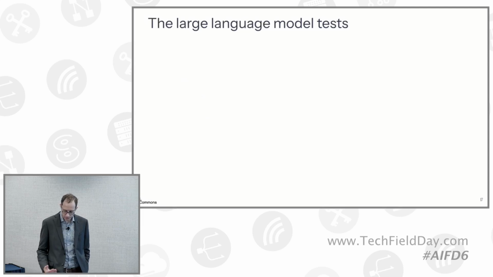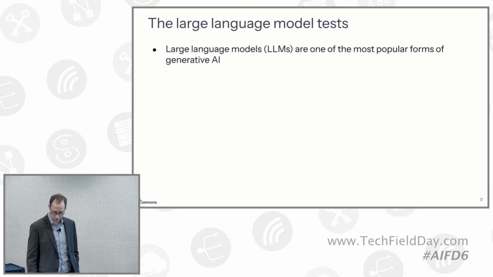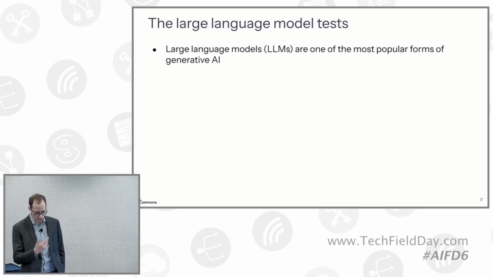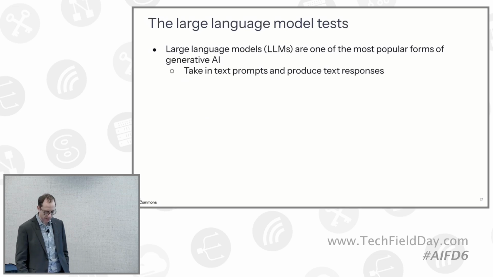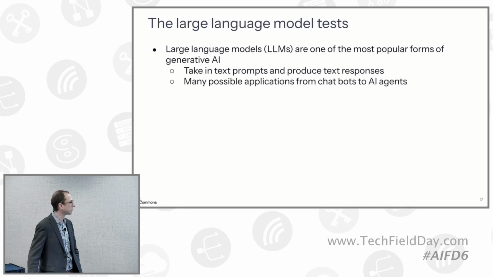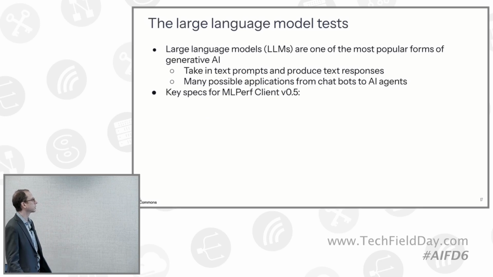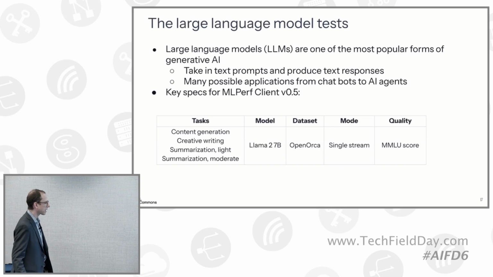So, as I said, there are 4 tests in one model. We picked a large language model to focus on for the first release. Those, of course, have captured everyone's attention, with DeepSeek earlier over the weekend being the latest example of that. This is going to take in a text prompt and then produce a response. It gets used in many different ways, and the tests represent different ways that it can be used.